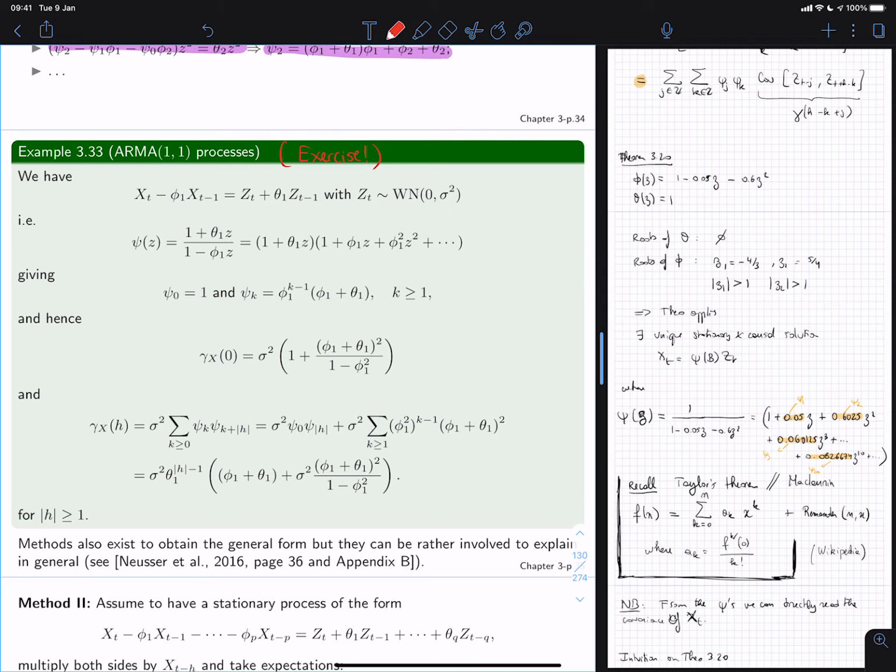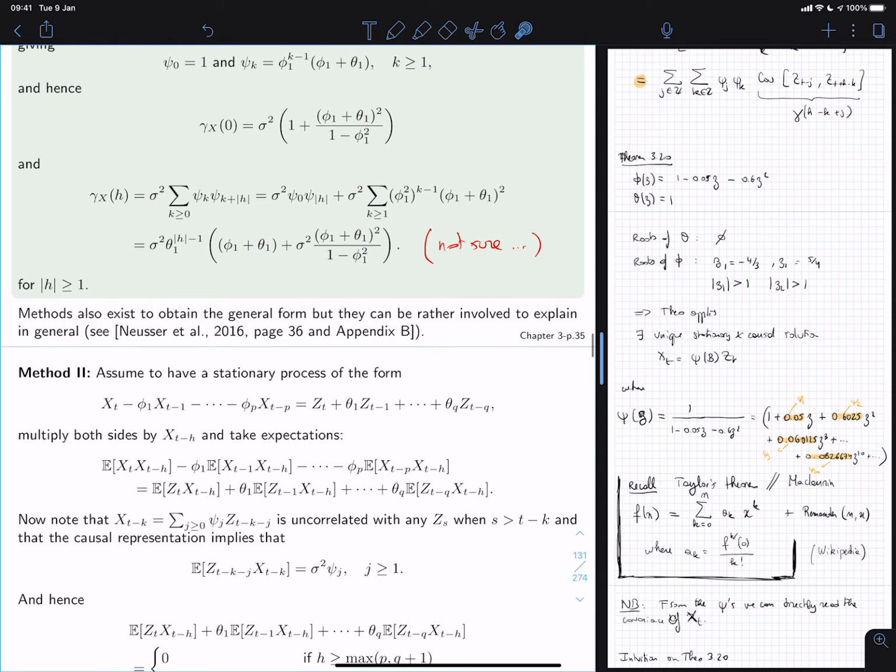I'm not so sure if I didn't make a mistake. I'll check it out. Maybe I'll do this next week. Maybe not. Depends really on how slow I will be in correcting the exercises. So I'm not quite sure that this formula is correct. Maybe there's a mistake. Yeah, you have to check it out.